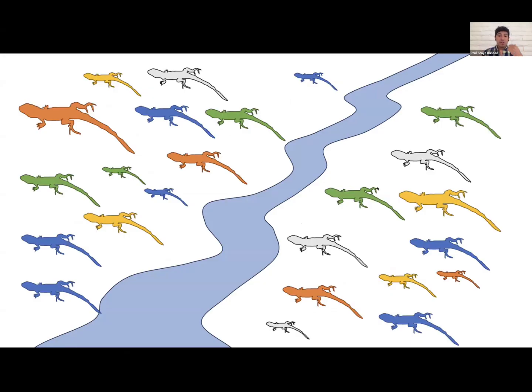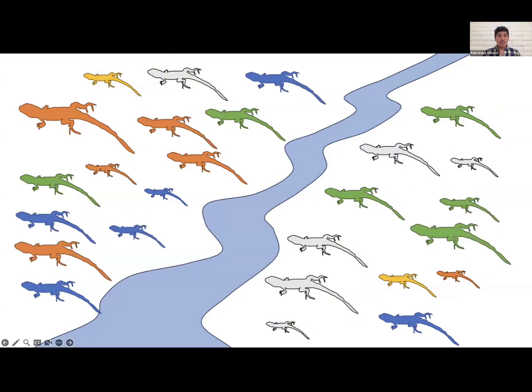But now, just because of random processes and the random reproduction of individuals within each population, we will see that the frequency of the different variants is going to change. So let's say here in this population, the orange and the blue lizards are increasing in frequency, but on the other side in this population, the green and white lizards are increasing their frequency.